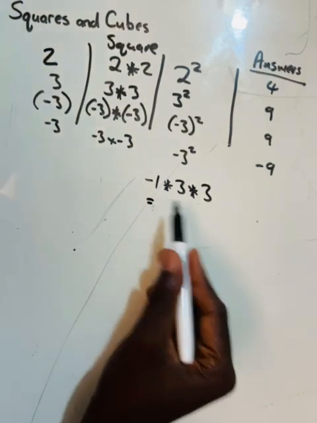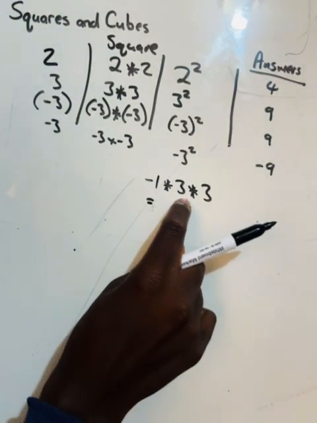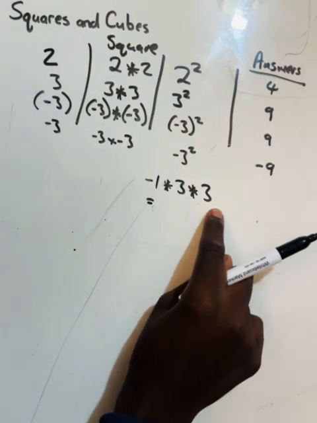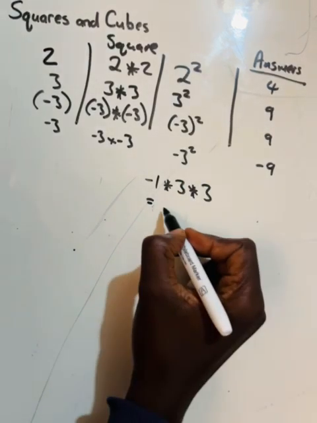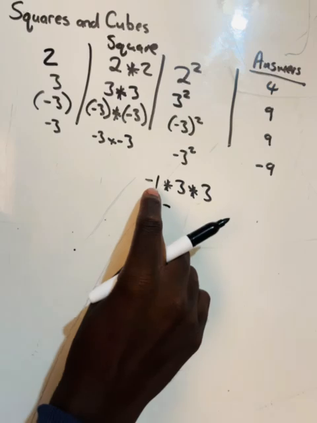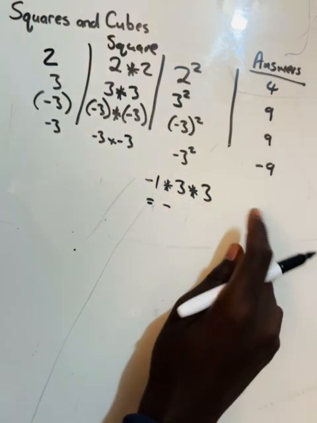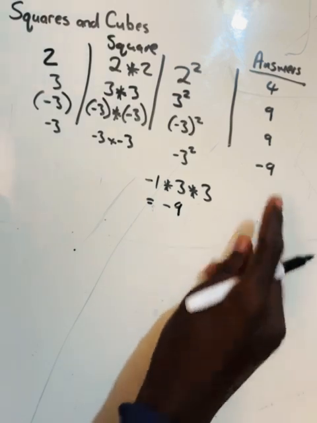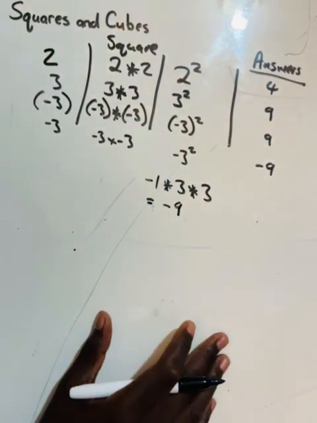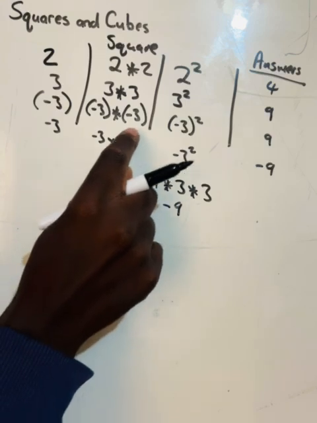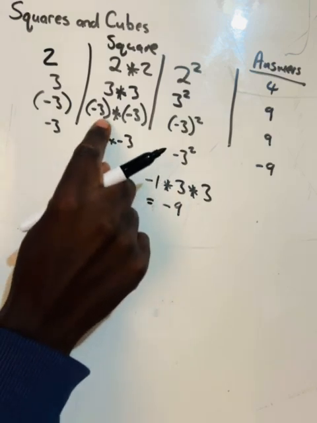If I come here and I say this negative sign multiplied by the positive, I get a negative sign. And this negative sign multiplied by a positive, what do I get? I still get a negative sign. Now, when I say 1 times 3, I get 3. And 3 multiplied by 3, I get 9. That is how we got this negative 9. So, here, we could not write this negative 3 times negative 3. This was totally incorrect.